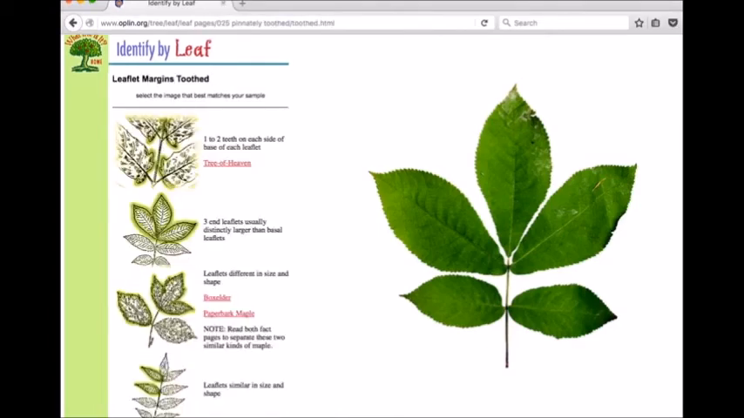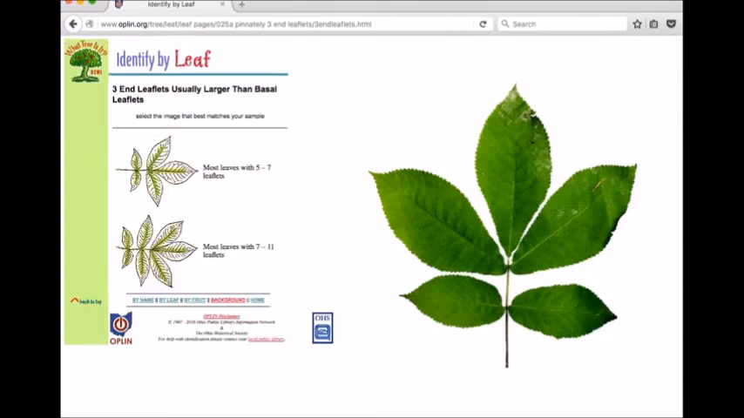We are then asked about the relative size and shape of our leaflets. Our leaf has leaflets that are larger on the distal end of the leaf compared to the basal leaflets. Next, you are asked to count the leaflets. Our leaf has 5 to 7 leaflets attached to a single petiole.